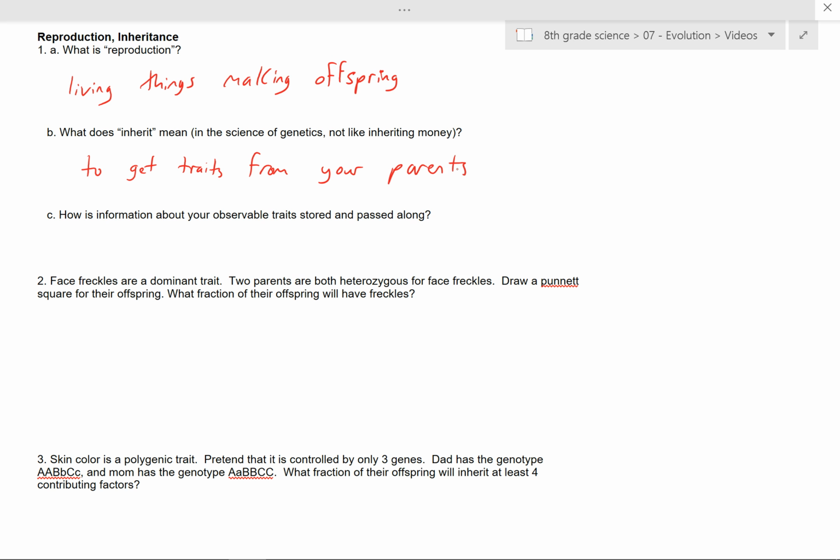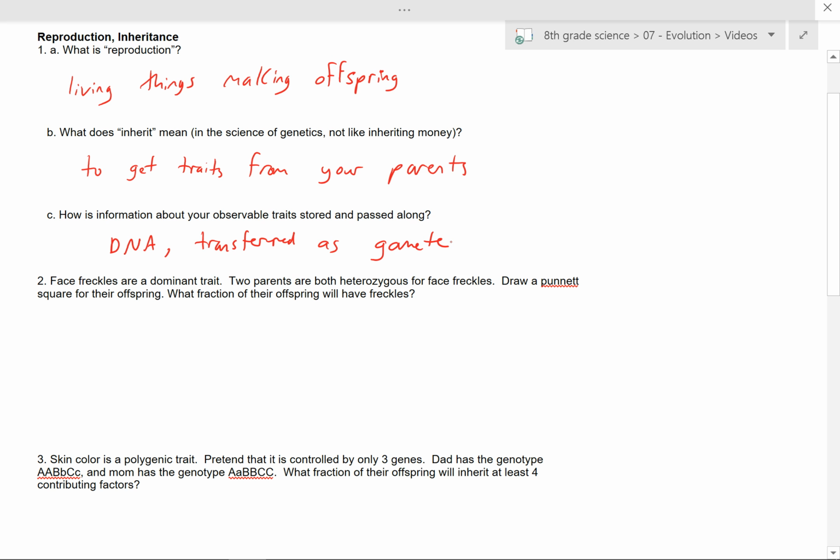How is information stored about your observable traits? Well, when they say that, oh, you have your mom's ears, you don't actually have your mom's ears. She has her ears. But you have DNA from your mom that programs or controls how those ears were built. So the information is actually stored as DNA. It is transferred as those gamete cells, sperm cells and egg cells.